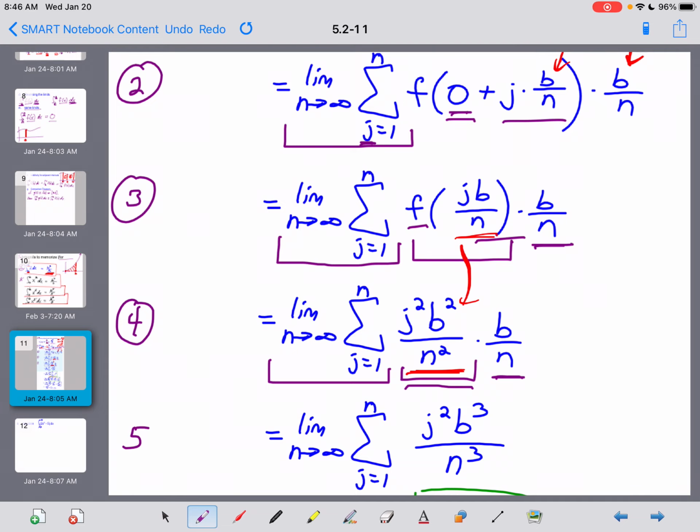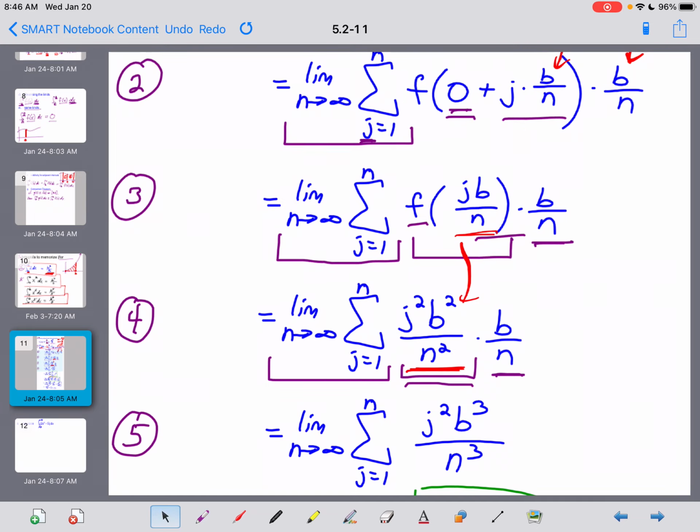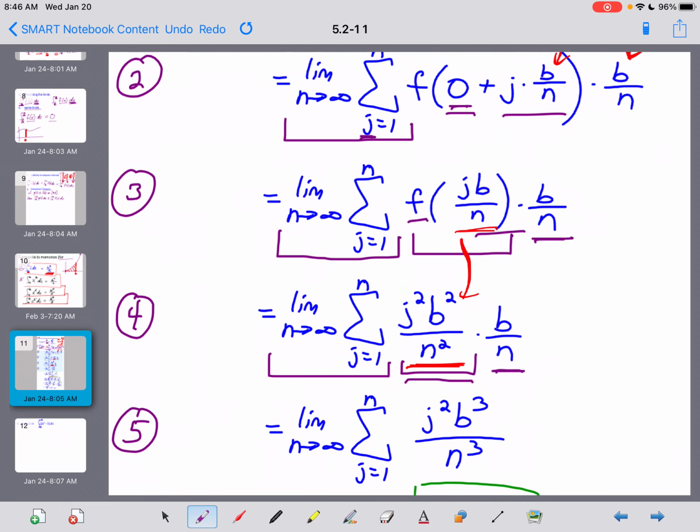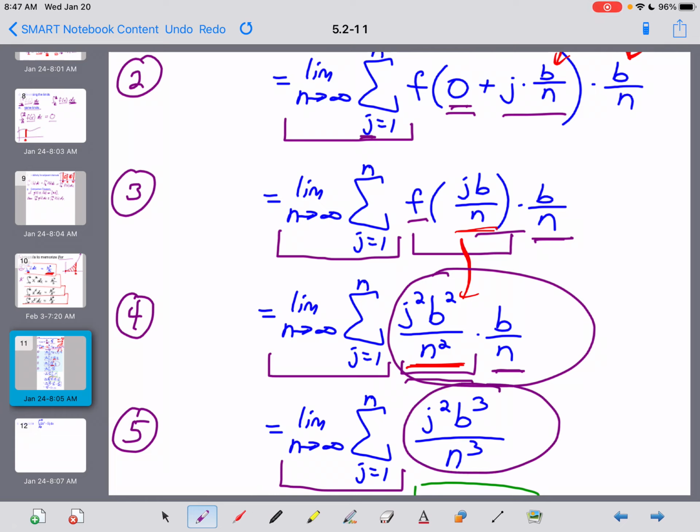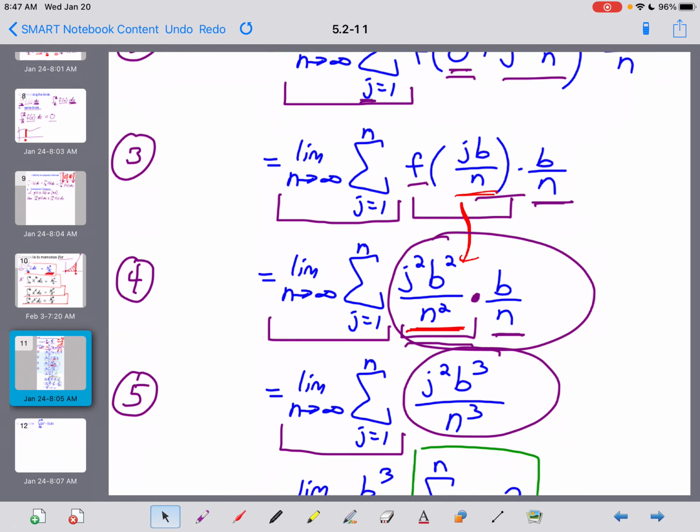Okay. On to step 5. How did we get to step 5 from step 4? Okay, what's the same? Once again, the infinite sum hasn't changed at all. And now, this entire product right here, j squared b squared over n squared times b over n, gets replaced by j squared b cubed over n cubed. All we did is we multiplied those two fractions together. You guys can all understand that. Okay, so that gets us to step 5.